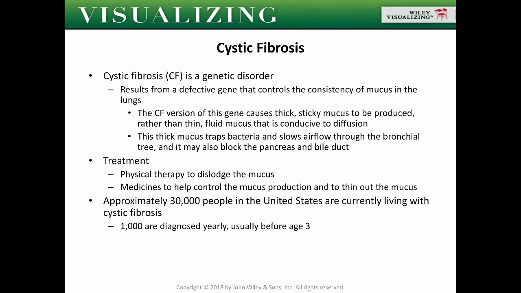And then you have cystic fibrosis, which is a genetic disorder. This is found in the genes. This is a type of disease that is inherited. We have a defective gene that controls the consistency of mucus in the lungs. So if you have cystic fibrosis, there's a buildup of fluid in the lungs that obstructs the exchange of gases, because instead you have a fluid covering the alveoli surfaces where oxygen cannot pass through. The thick mucus traps bacteria, slows down the airflow through the bronchial tree, and can also block the pancreas and the bile duct.